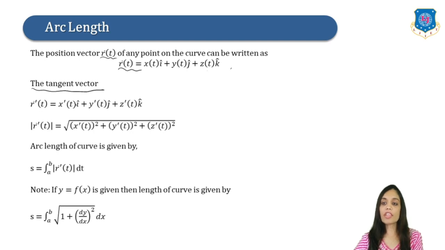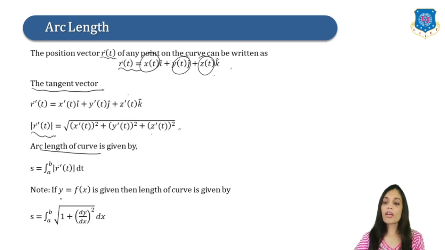So r dash of t will be x dash t i cap, y dash t j cap, z dash t k cap. Just do the individual derivative of each component, right? Now if I want to find the length of r dash t, I will take the square root of this square plus this square plus this square, that is x dash t square plus y dash t square plus z dash t square. So now the arc length of the curve is given by s is equal to integration from a to b mod r dash t dt.